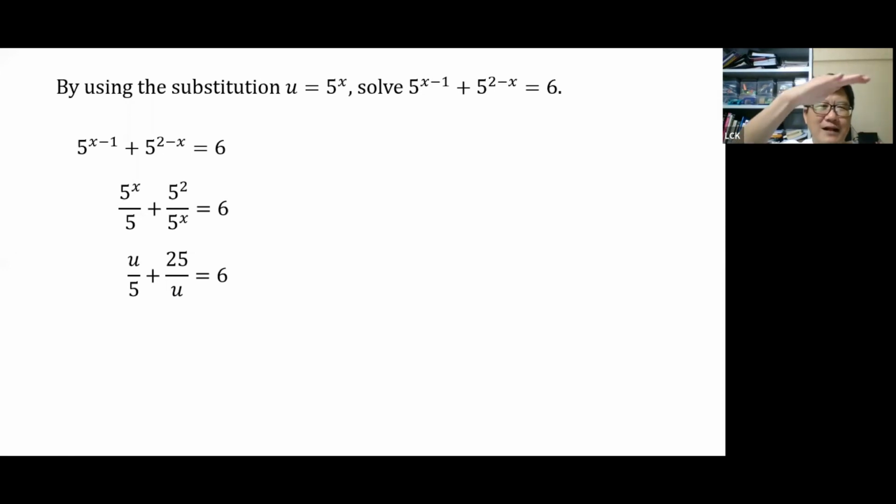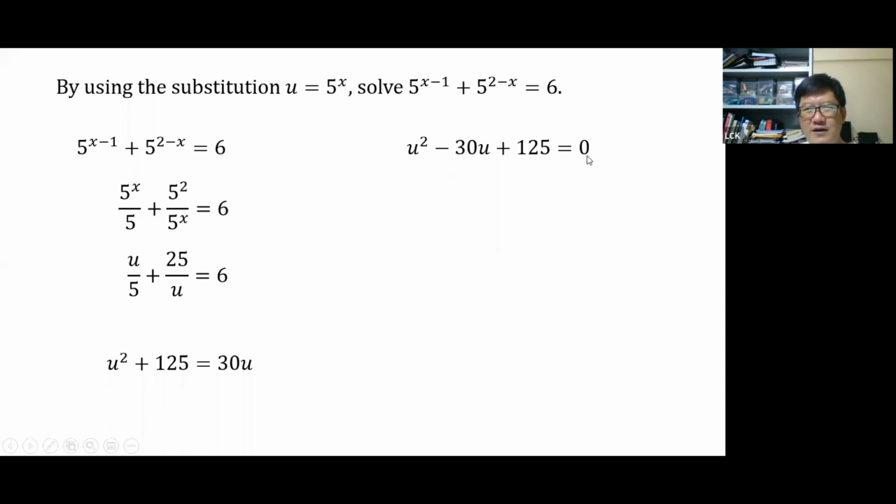And we clear this up by multiplying throughout the whole equation, left side and right side, by 5u. Why? Because you have a 5 here and you have a u here. And when we do that, that's what we get. When you multiply this by 5u, you get u squared. When you multiply this by 5u, you get 125. When you multiply this by 5u, you get 30u. And this is just a quadratic equation. Rearrange it to its standard form, factorize it, and you see it's u equals 25, u equals 5.